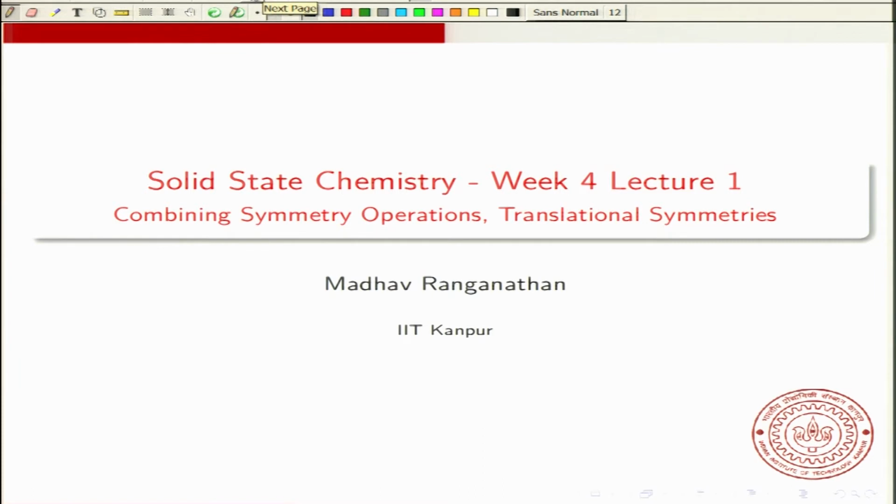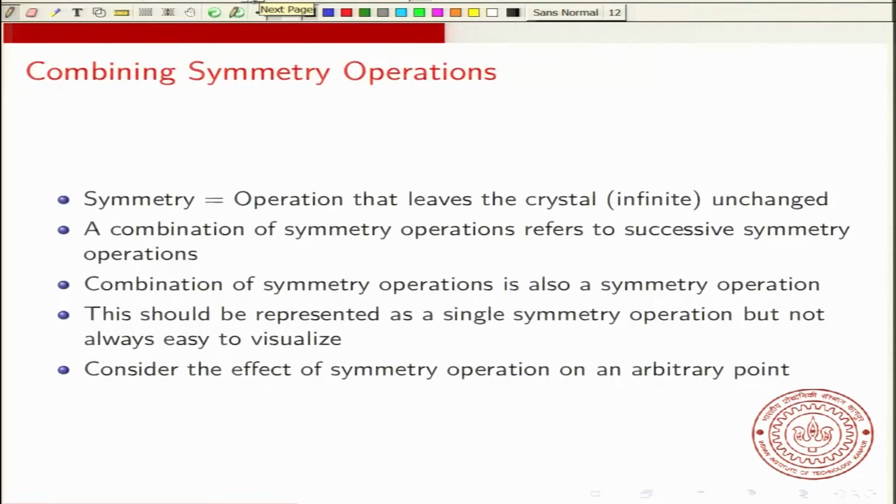So, let us recall that a symmetry operation is an operation that leaves the crystal unchanged, and we should keep in mind that it is an infinite crystal. So, the crystal extends to infinity in all directions. So, it is an operation that leaves that crystal unchanged. So, if you do a symmetry operation, you cannot distinguish the resulting crystal from the original crystal.